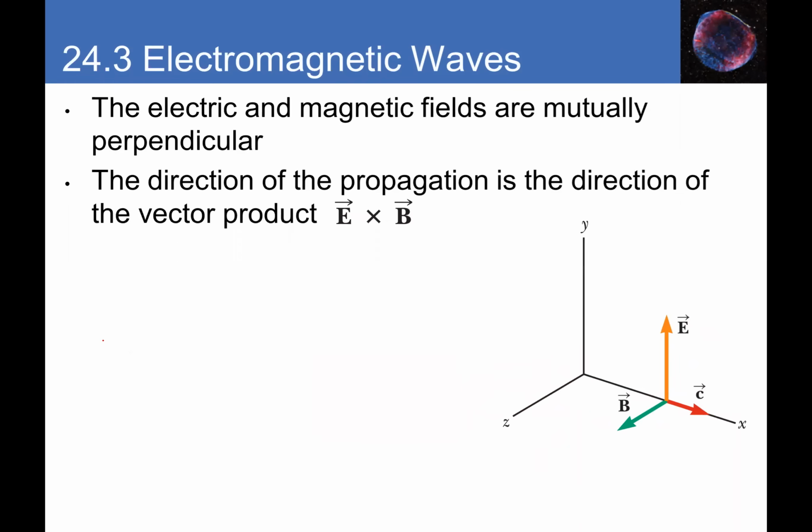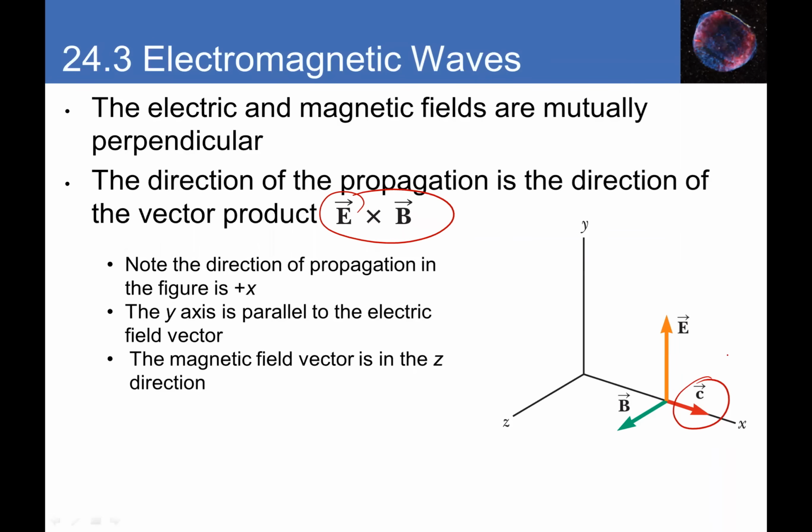So you have an electric field and you have a magnetic field. Let's say you have the electric field on the y-axis and the magnetic field on the z-axis. You can see, because of the way they are changing, this cross product, E cross B, gives you this vector C, which is the speed of light. That means it is moving perpendicular to the direction of those oscillations.